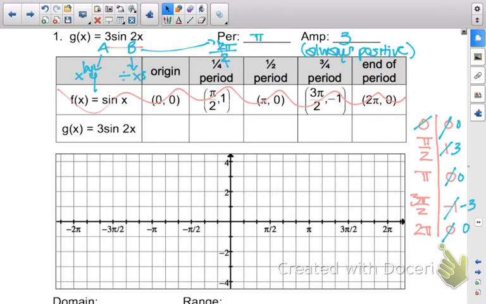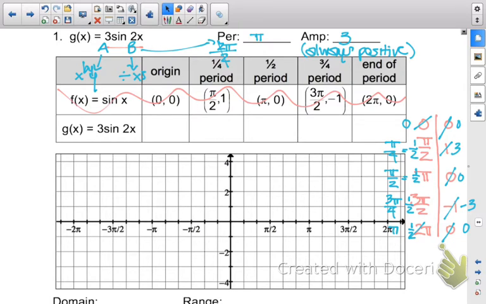So 0 is pretty easy. 0 times a half is just 0. On the other hand, if I do the next one, I'm going to multiply this by a half. That is going to give me pi over 4. If I multiply pi by a half, that's going to give me pi over 2. If I multiply 3 pi over 2 by 1/2, it's going to give me 3 pi over 4. And if I multiply 2 pi by 1/2, it's going to cancel that out and leave me with pi.